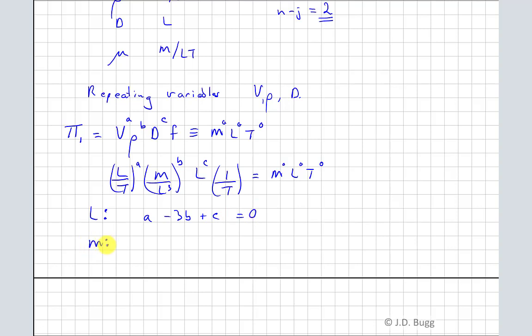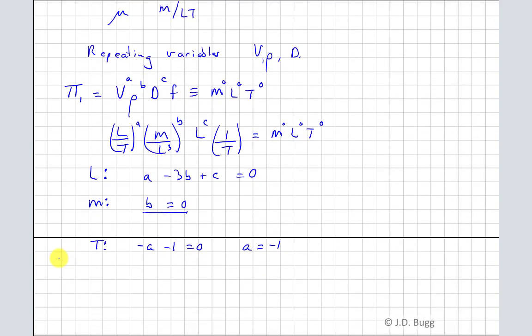Mass, there's no mass in this term, we get a b from that. No mass here or here. So we get directly from that b is equal to 0. Time, we get negative a for this one. Nothing there, nothing there. Minus 1 is equal to 0. So a is equal to negative 1.